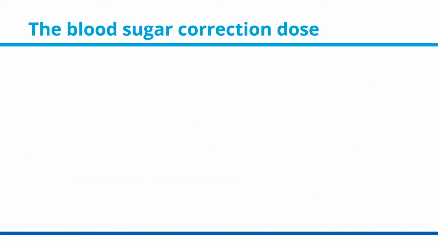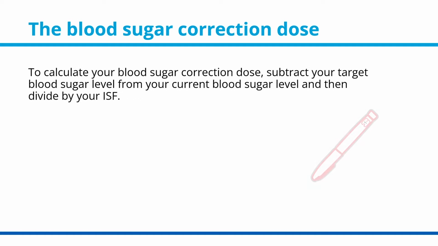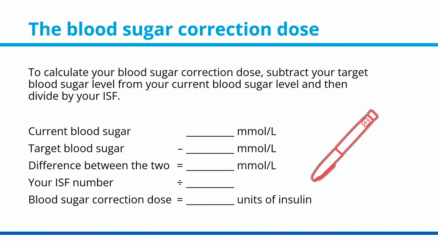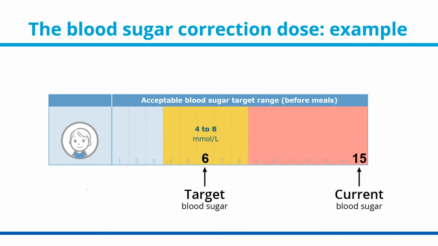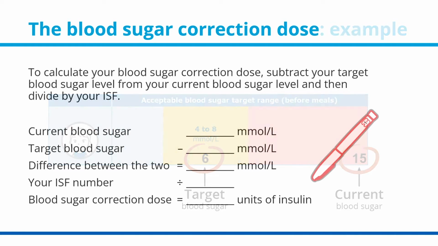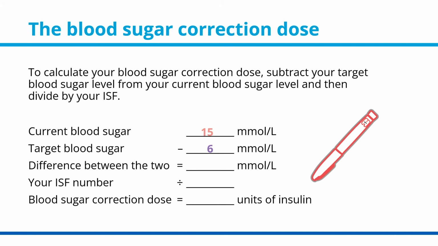To calculate your blood sugar correction dose, subtract your target blood sugar level from your current blood sugar level, and then divide by your ISF. For example, if your current blood sugar level is 15 millimoles per liter and your target blood sugar level is 6 millimoles per liter, your calculation would be 15 minus 6 equals 9, divided by your ISF of 3, would give you a blood sugar correction dose of 3 units of insulin.